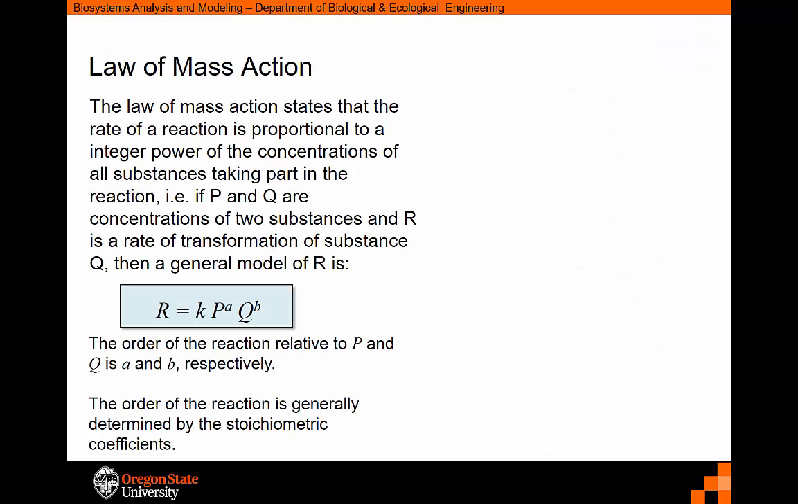Another useful systems concept is the law of mass action, originally developed to describe reaction rates of aqueous chemical reactions. This law states that the rate of reaction is proportional to an integer power of the concentrations of all substances taking part in the reaction. If we have a reaction involving two reactants, for example, P and Q, the law of mass action states that we would expect the rate of the reaction to be proportional to the product of the concentrations of P and Q raised to the power of the stoichiometric coefficients associated with each reactant.